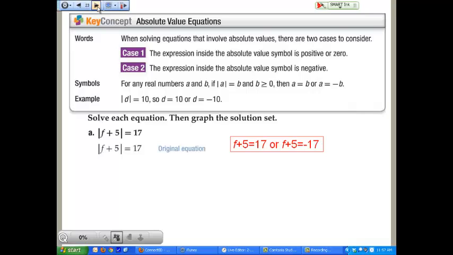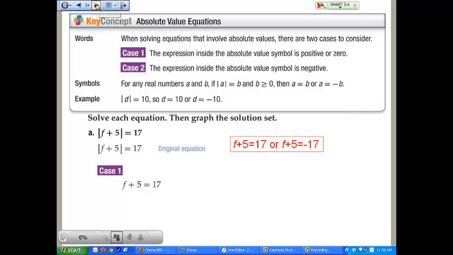And then we know two things are going to be true. Either f plus 5 is equal to 17, or f plus 5 is equal to negative 17. We can say that because the absolute value of f plus 5 is equal to 17. The number inside there could be positive or negative because it makes no difference what it is. The absolute value of that number is going to equal 17. So remove the absolute value bars, f plus 5 has to equal 17, or f plus 5 has to equal negative 17. From there, we can break it down a little further.